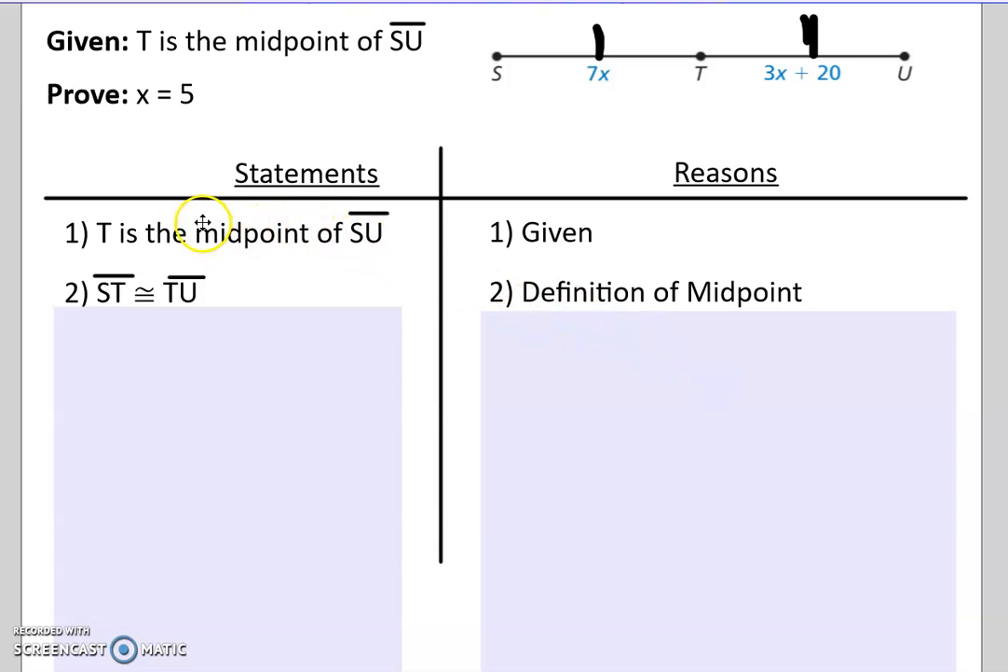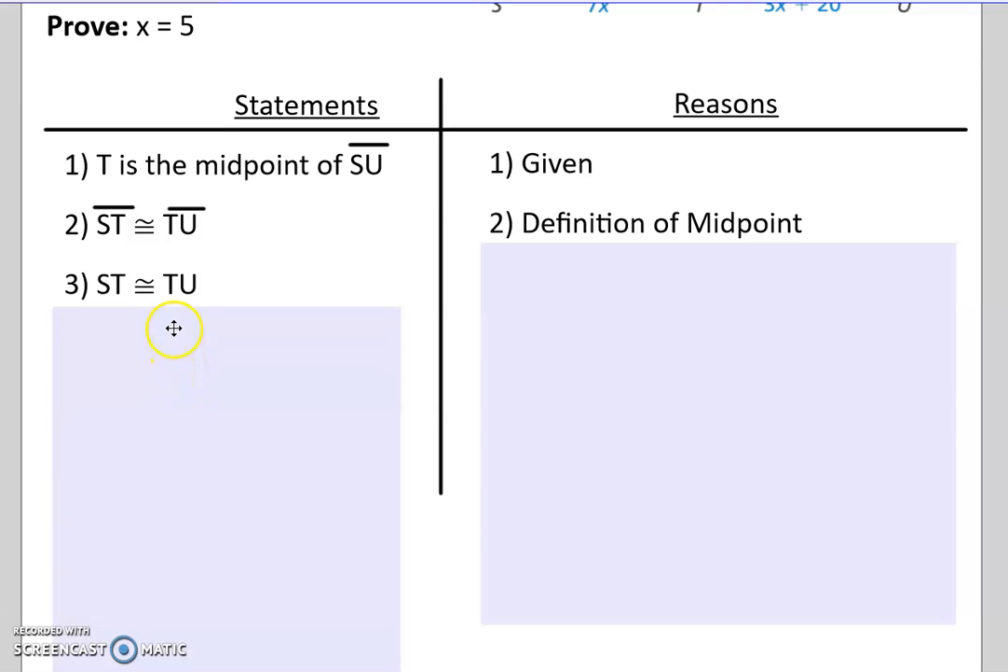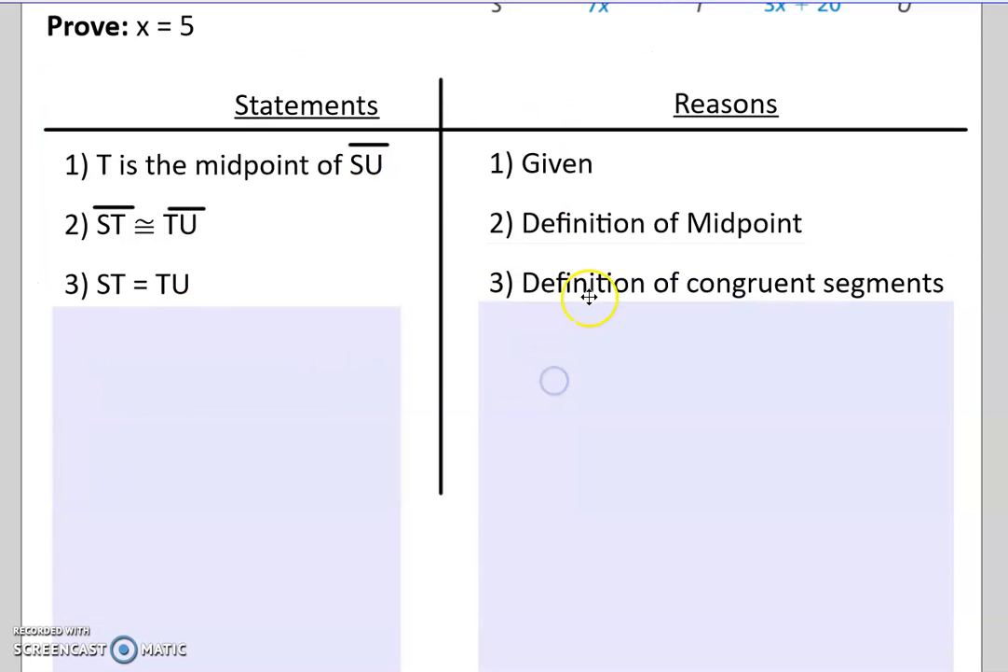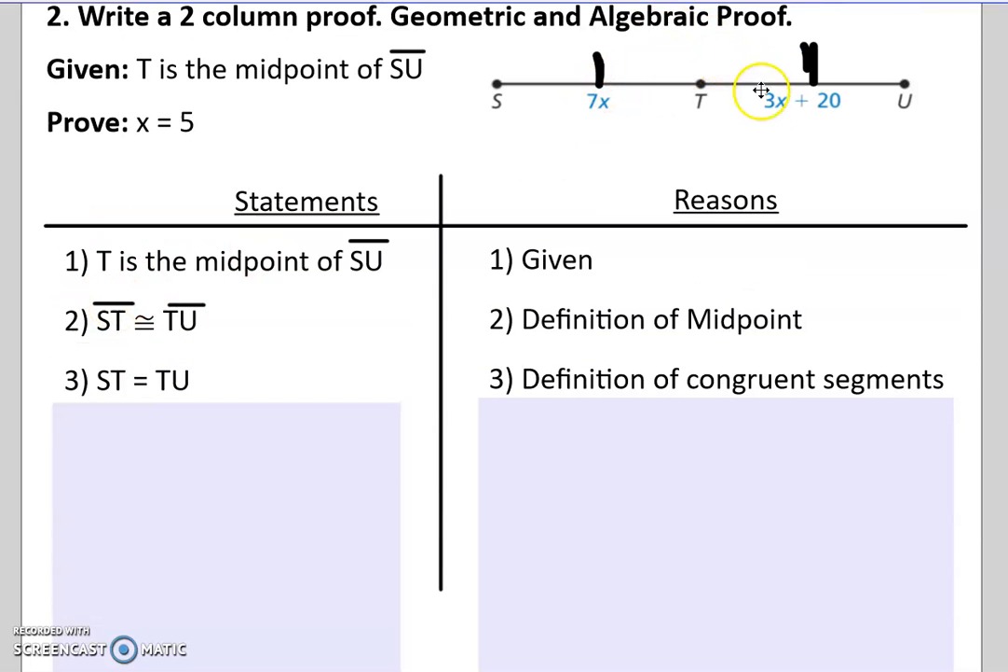It's in a logical order because my previous statement was about a midpoint, so now work with that fact about a midpoint. Now, what do we know about congruent segments? Well, congruent segments are equal. And that's what this next line is. This should be an equal sign. ST equals TU, and that's because of the definition of congruent segments. The definition of congruent segments tells me that those segments are equal.